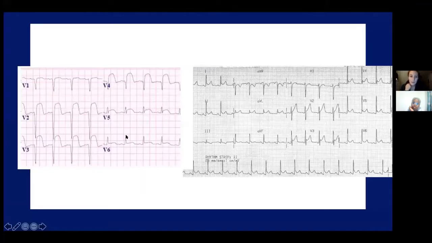Okay, so this on your left is tombstoning. So you can see the up and the down. Pericarditis is like the slopiness. Does that make more sense when you've got them side by side? Yes, it does. Thank you.